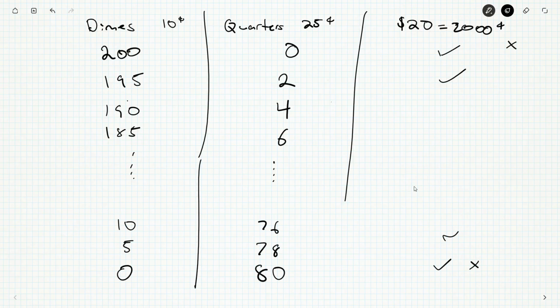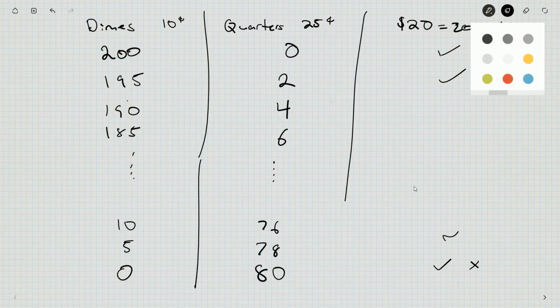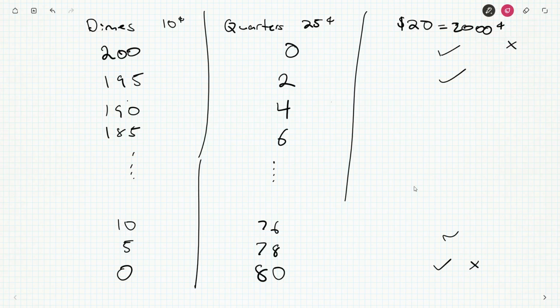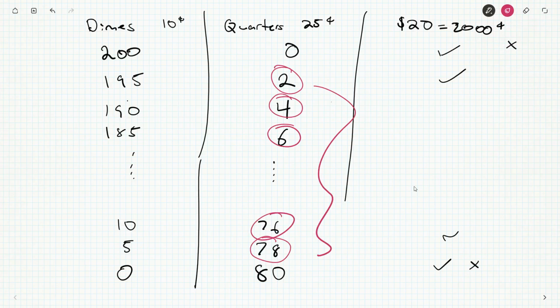And all of these will work, and in fact, these are the only ones that will work. As soon as I specify a number of dimes, if it has to add up to 20, it's very quick algebra to figure out how many quarters. Okay. So if these are all the possibilities, then we just need to count them. And I'd probably count by the quarters, 2, 4, 6, all the way up to 78. These are the ones that work. Okay. So we're counting by even numbers from 2 to 78.